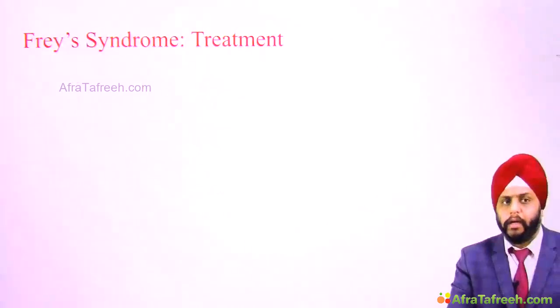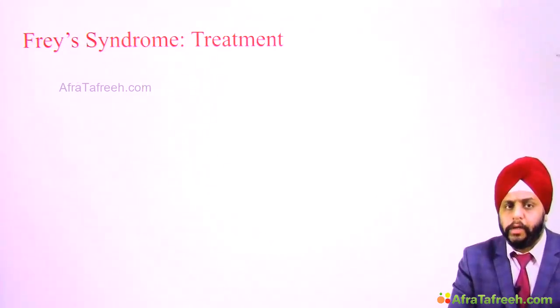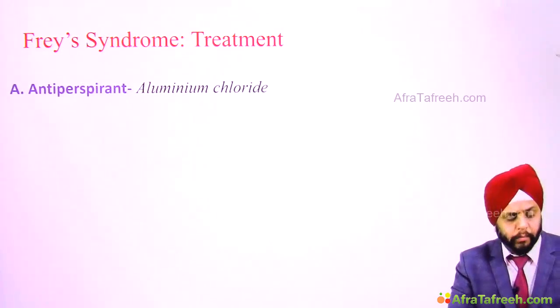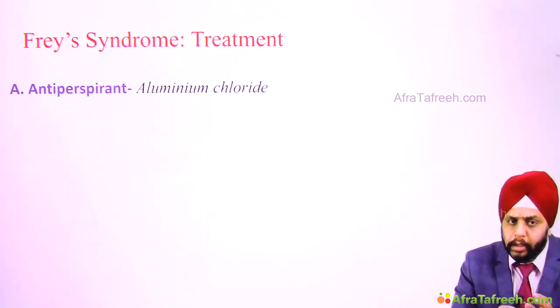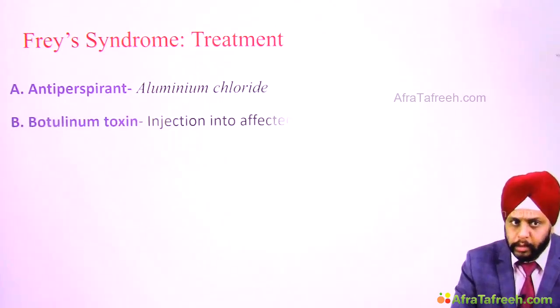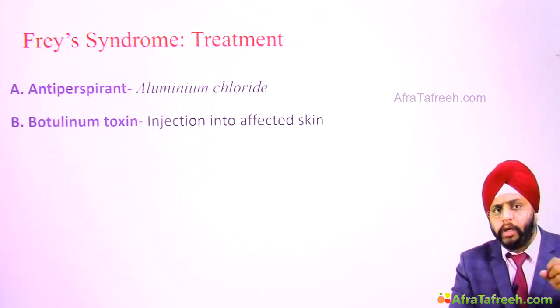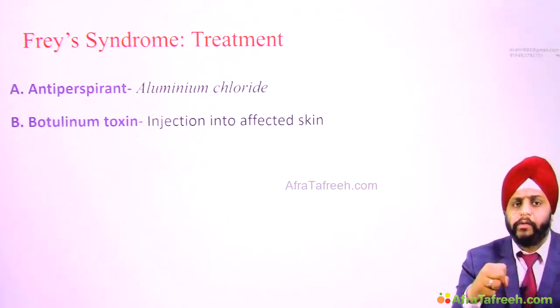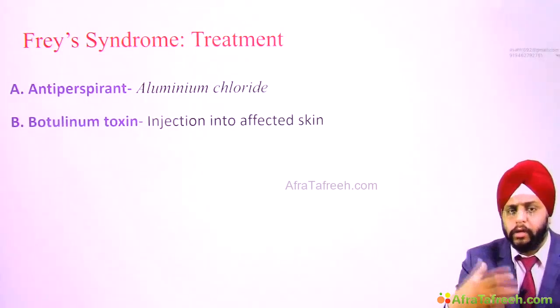Alright, let's come to the treatment of Frey syndrome. So how can we treat Frey syndrome? Number one, we can put some antiperspirant that will decrease the sweating, such as aluminium chloride. That will absorb the sweat. Number two, we can inject botulinum toxin into the affected tissues, so that will stop the secretion of the sweat.